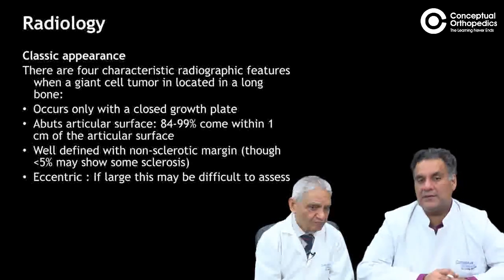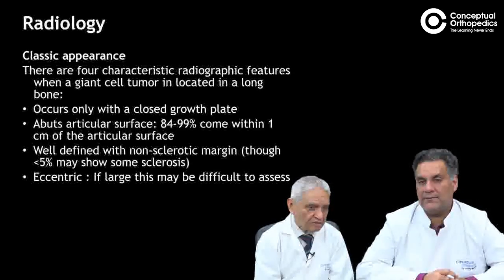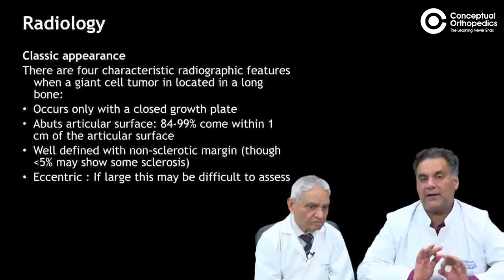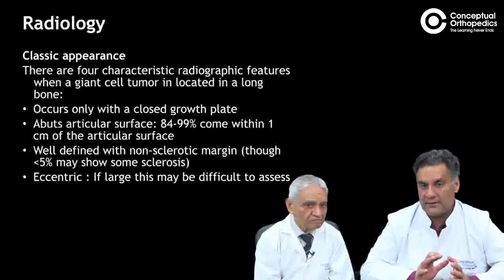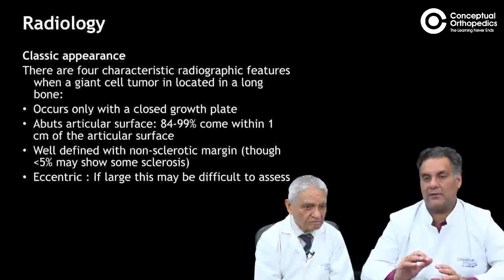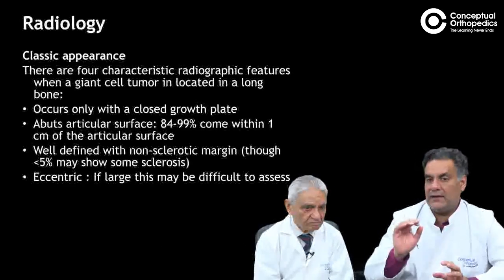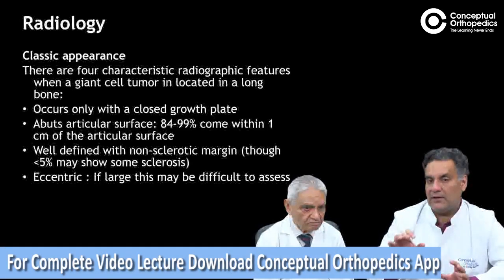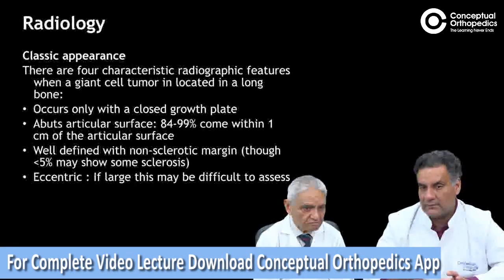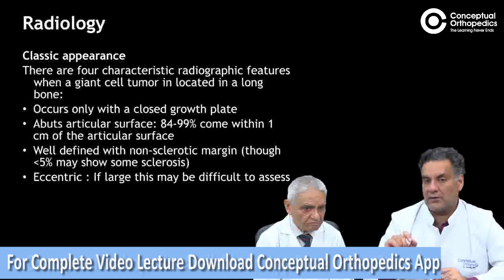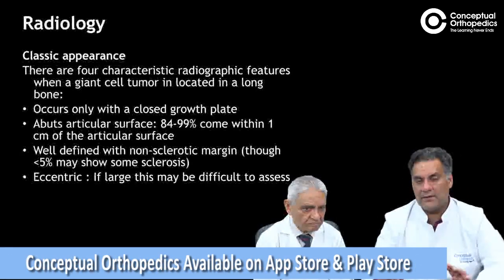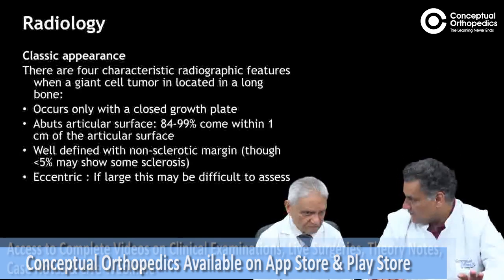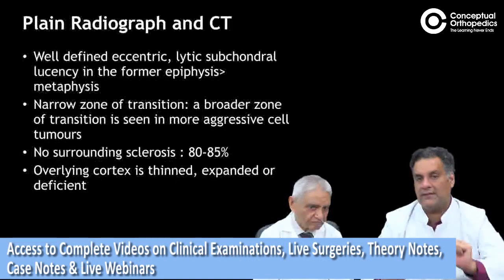Sir had clearly mentioned the radiographic appearance, and he's been very clear that this tumor is a lytic lesion. The classic appearance is that it will be close to the growth plate. It abuts the articular surface. In 99% of cases, it will be within 1 centimeter of the articular surface. It will be non-sclerotic. Sclerosis is extremely rare.